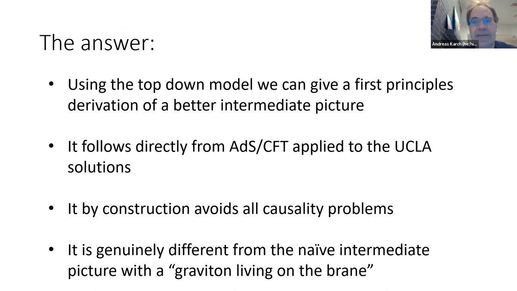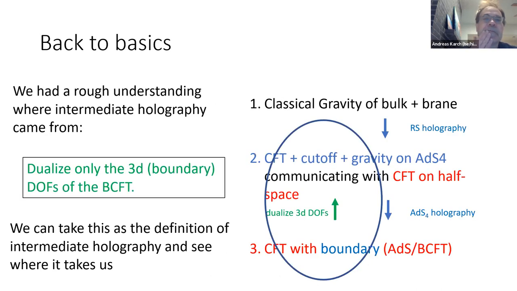This may not be the only one that works, but this is something that definitely works. It directly follows from the rules of AdS/CFT applied to the UV solution. By construction, it avoids all causality problems. It's genuinely different from the naive intermediate picture of a graviton living on the brane, but so what? I'll argue to you that it has all the features that we need, and so it's just as good as any other intermediate picture you might want.